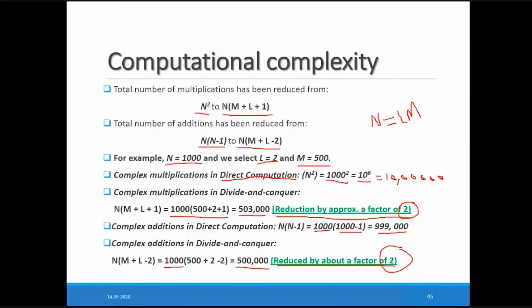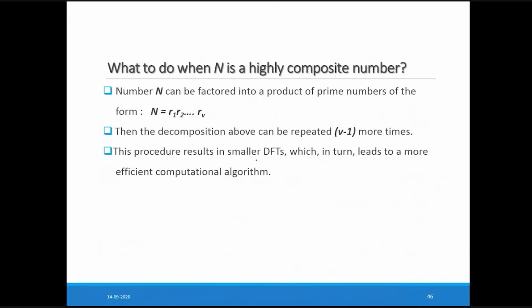Okay. So now we go for the next slide. Now what to do when n is a highly composite number? So when n is a highly composite number, the number can be factored. Instead of taking a single factor, we are taking multiple factors. So n can be factored into a product of prime numbers.